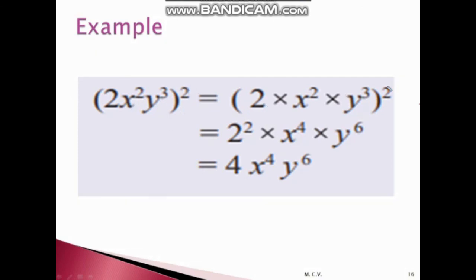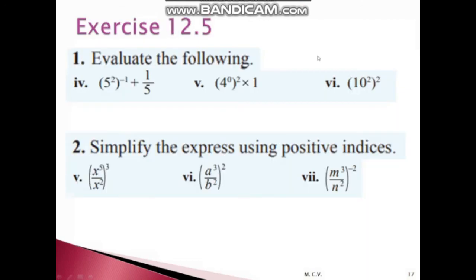Let's see this example. Here we have to multiply all the indices within brackets by 2. 2 to the power 1, 1 multiplied by 2, 2 to the power 2. x to the power 2, 2 multiplied by 2, x to the power 4. y to the power 3 multiplied by 2, y to the power 6. So 4 x to the power 4, y to the power 6.